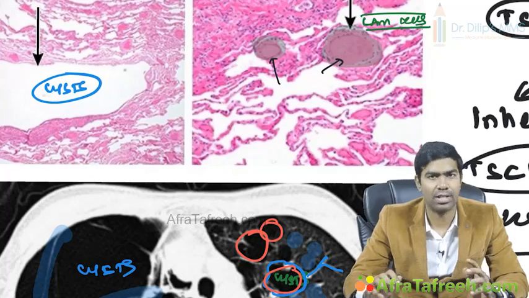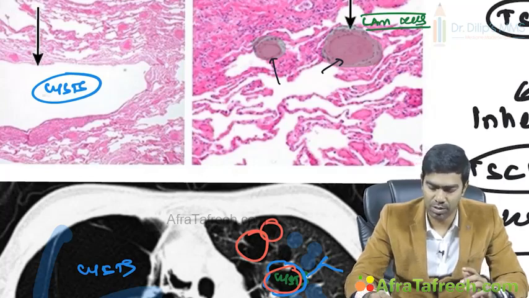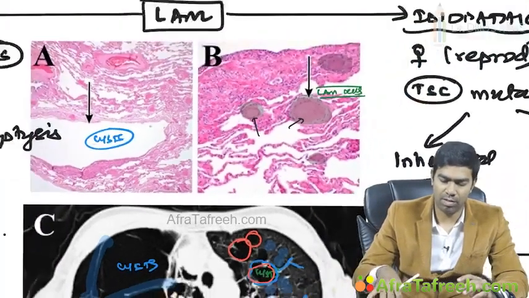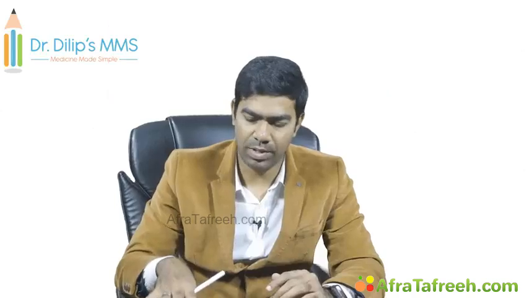So clear? So this is a typical histological picture. You can see another smooth muscle cluster here. So this is very characteristic. So a lot of smooth muscle clusters are there, typical of lymphangioleiomyomatosis. If you do a PFT, what are you going to see in the pulmonary function test?